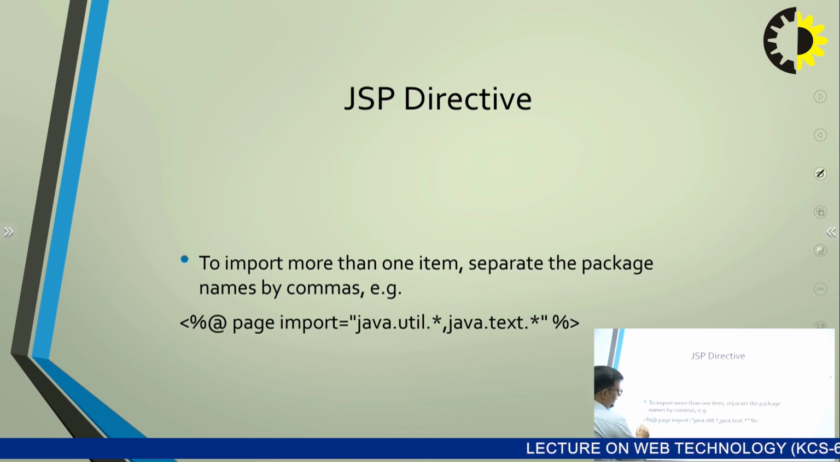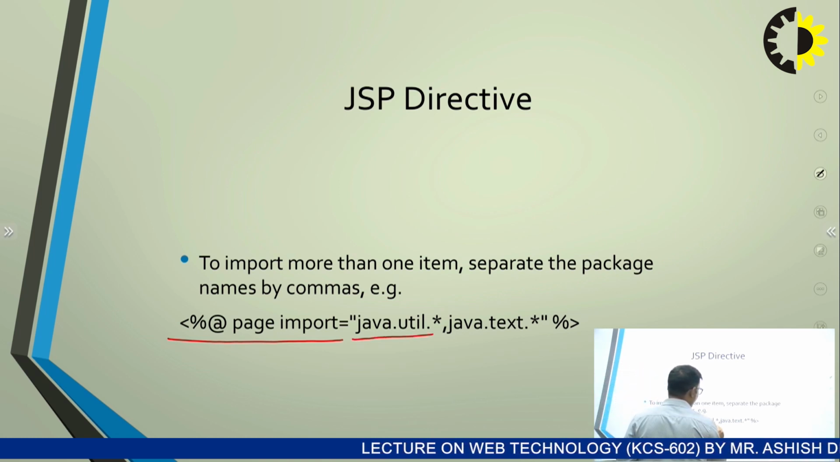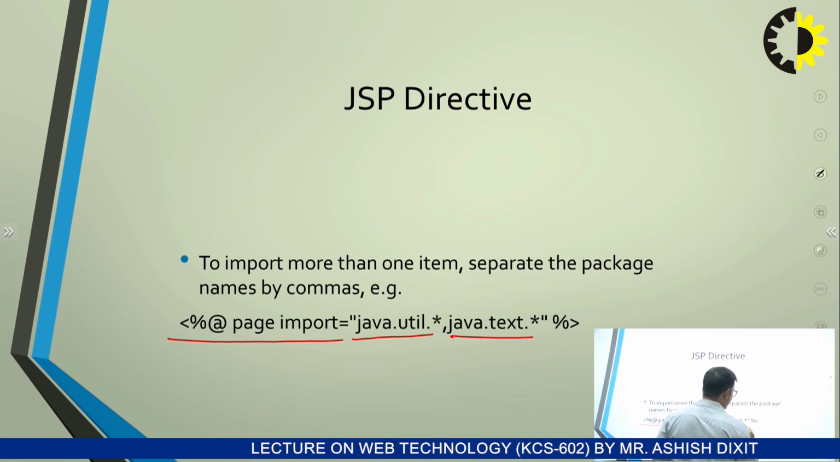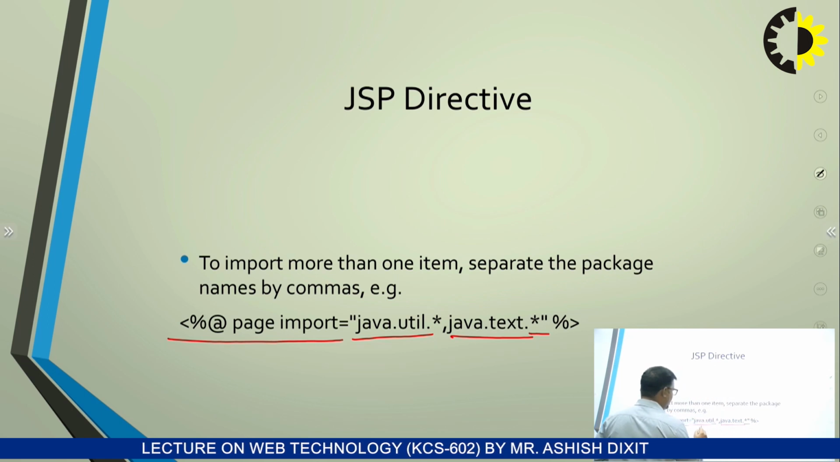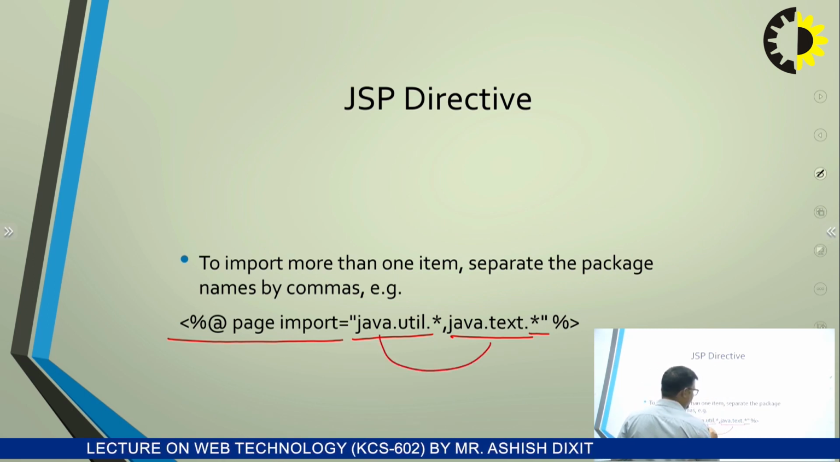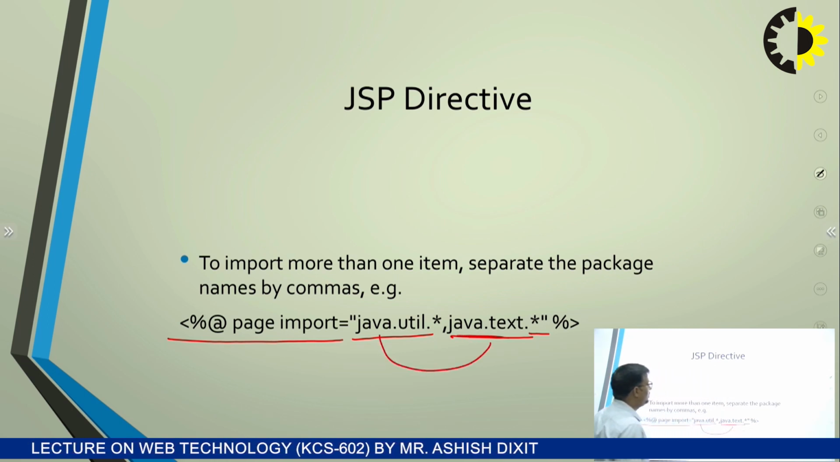Starting, <%@ page import="java.util.*" %>, then java.text.*. Here both are combined, java.util and java.text, okay.